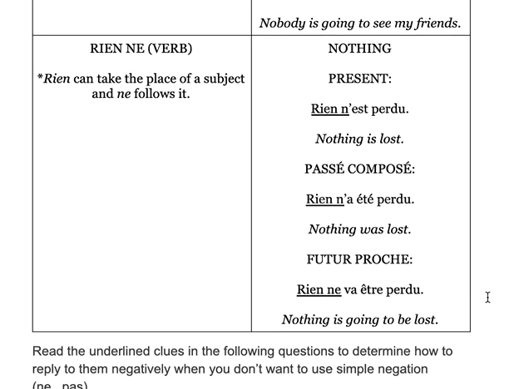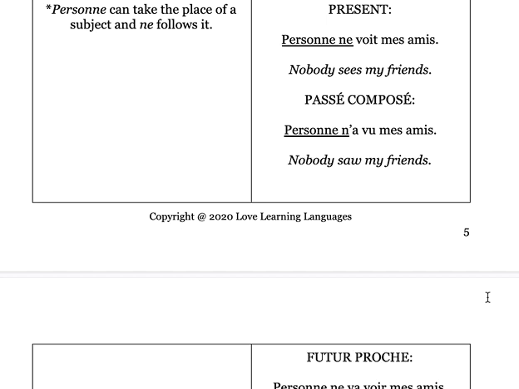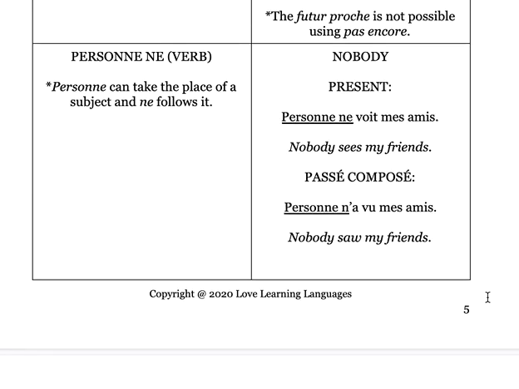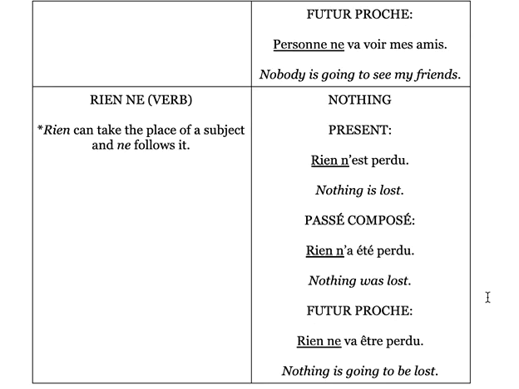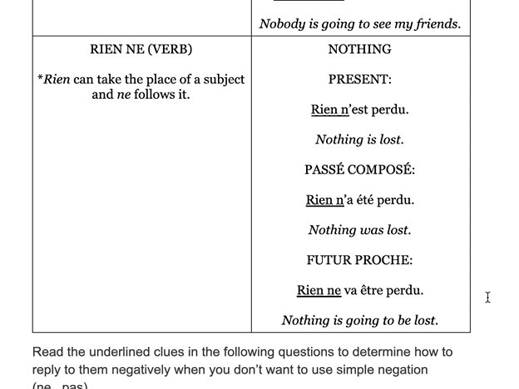So before I showed you ne plus verb plus rien, and it means nothing. Rien can also, just like personne, take the place of a subject, and then ne follows it. So placement is the same as when you're doing this kind of thing with personne, all right? So in the present tense, rien n'est perdu. Nothing is lost.